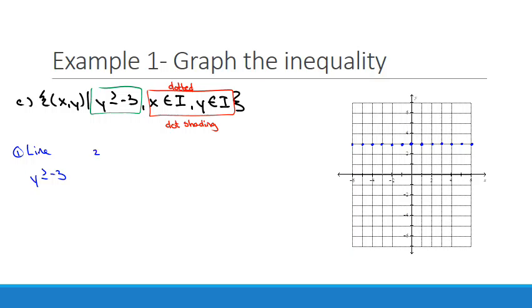So I'm going to do the same idea. This is my shading title. And I'm going to test this 0, 0, and I'll highlight that on my graph as well. So 0 is greater than or equal to negative 3. Is that true or false? That's true. 0 is bigger than negative 3. So that means I would have to shade in the test point's region, which you can see is going to be a lot of points.